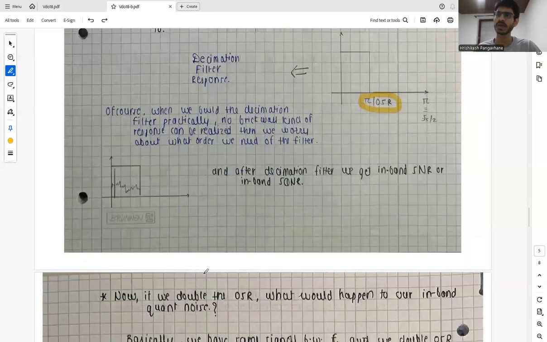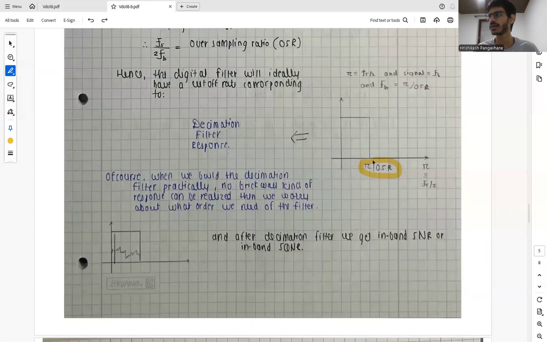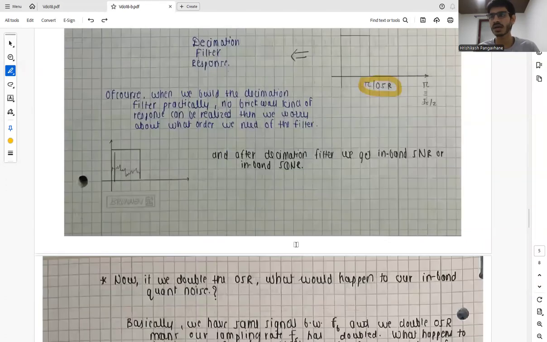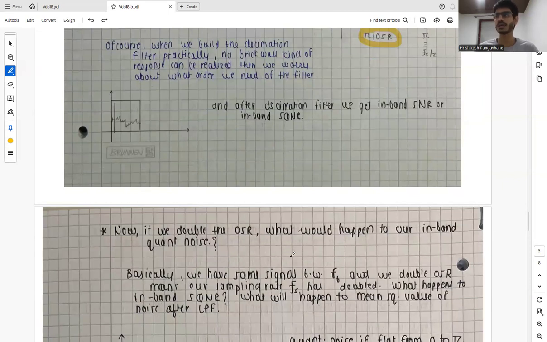Now the thing is, if we double the OSR, what would happen to our in-band quantization noise? We have quantization noise in band, and OSR is related to the bandwidth of the band, which is pi by OSR. So the question is, if we double the OSR, what would basically happen to our in-band quantization noise?